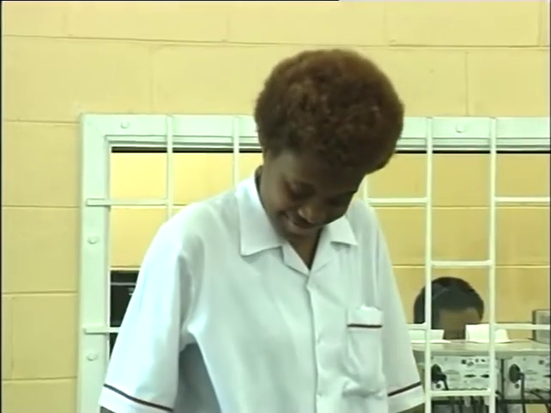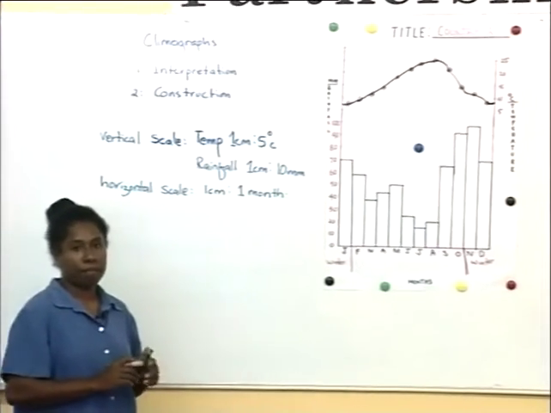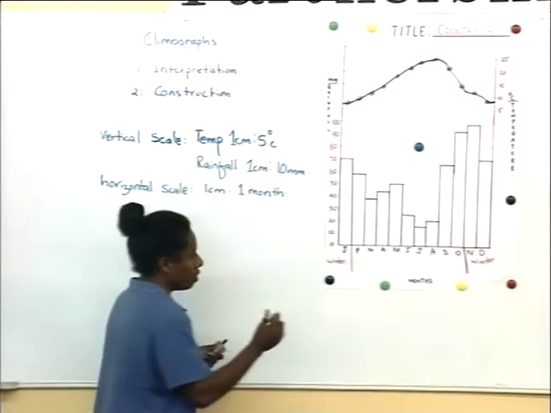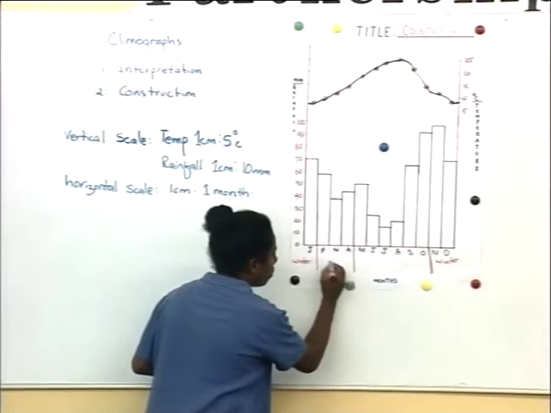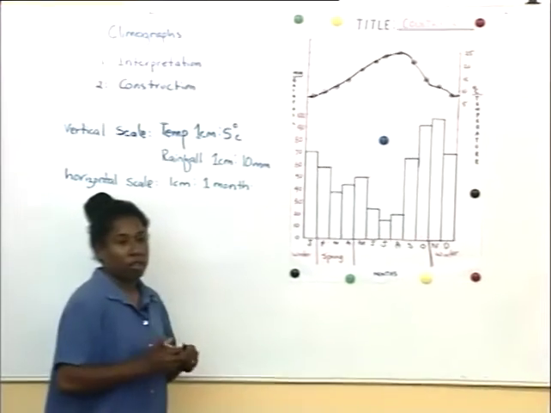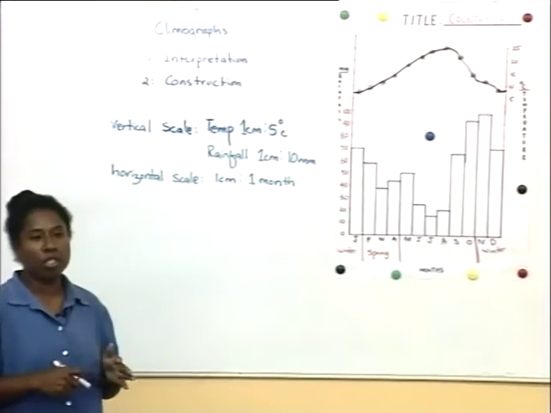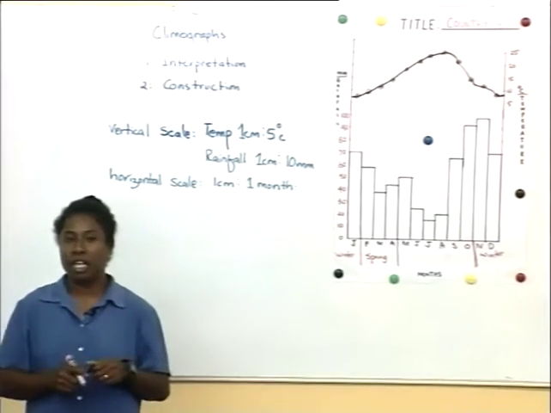Spring. Okay, spring. From our graph, which months will represent the season spring? February, March, and April. Okay, so we have these three months here for spring. Which season follows spring? Francis?